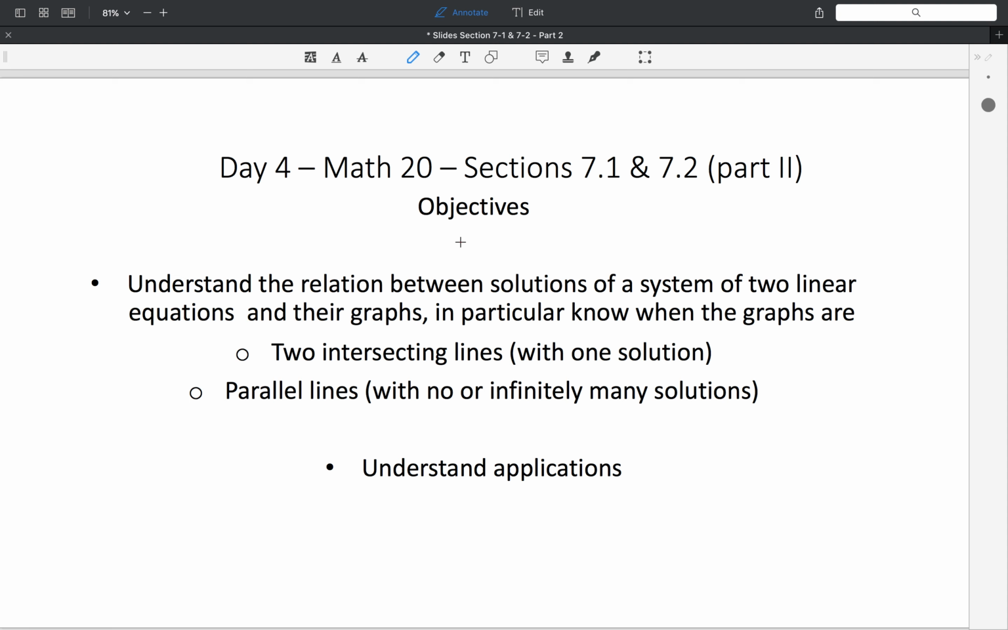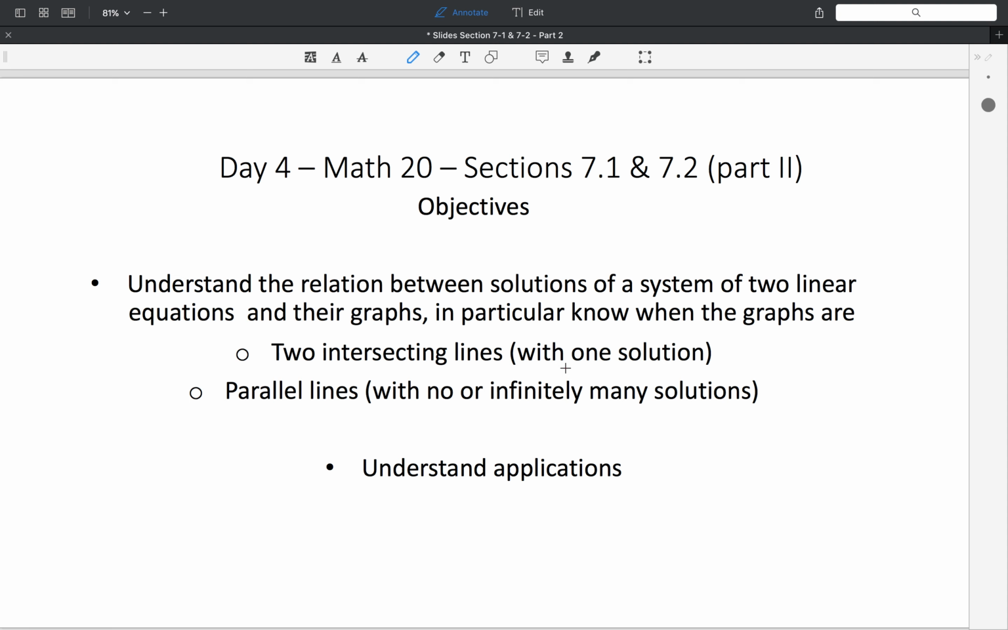Okay, here we go. Here's the second part of the lecture on 7.1, 7.2 about solving linear equations. And then here are the objectives. What we're going to do is go through all this, so we want to dive a little bit deeper into the solutions and what the connection is to graphs.